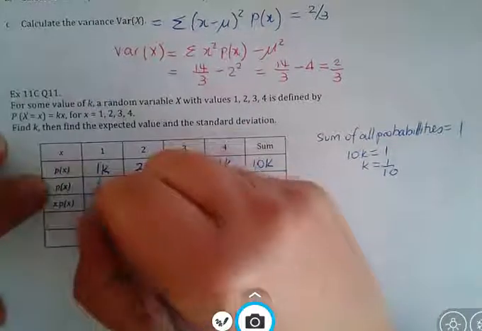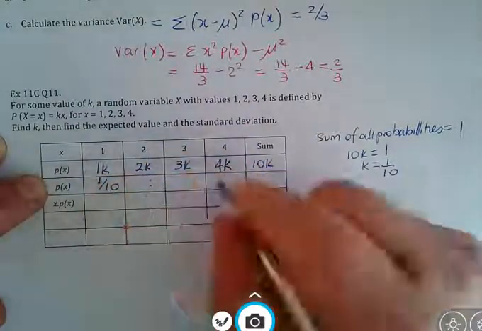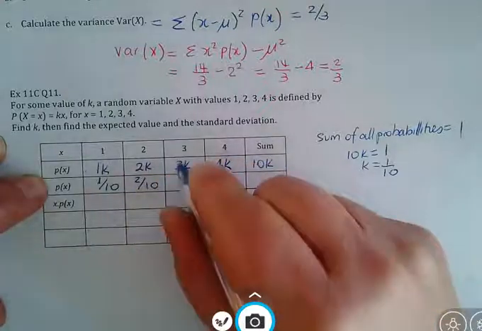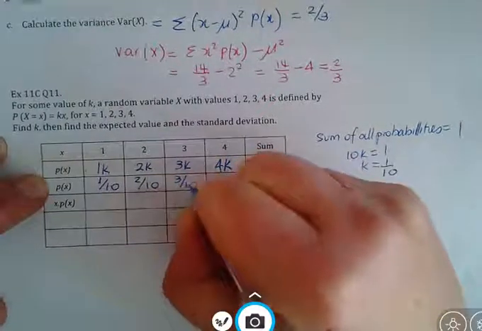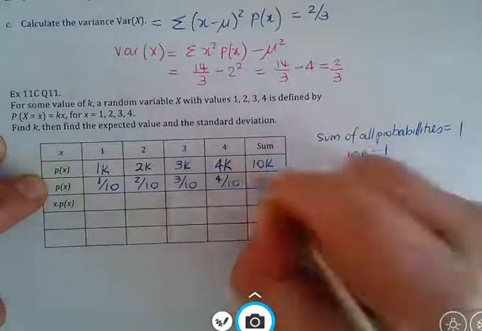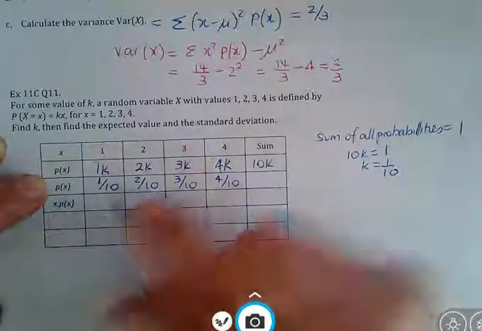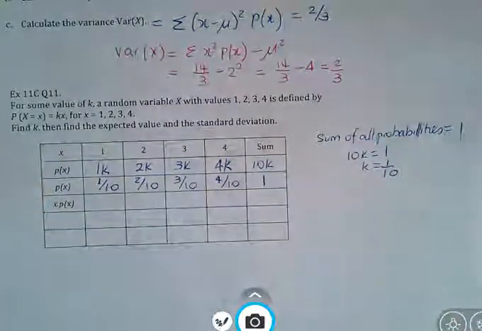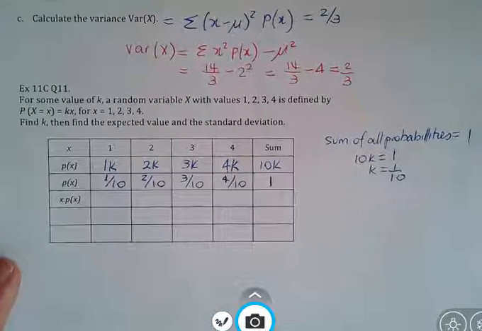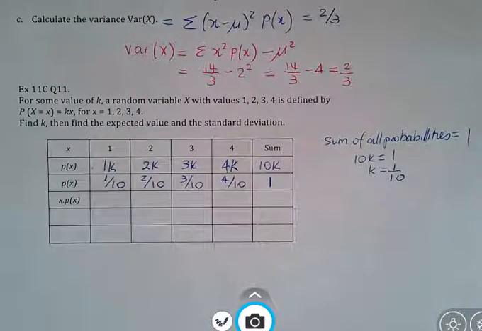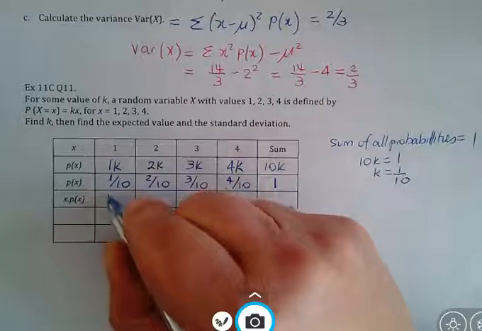So 1 times 1/10 is 1/10, 2 times 1/10 is 2/10, 3 times 1/10 is 3/10, and 4 times 1/10 is 4/10. If you add those all up, you get 10/10 or 1. So now you can work out the rest, the expected value and the standard deviation. Okay? And just checking your answers.